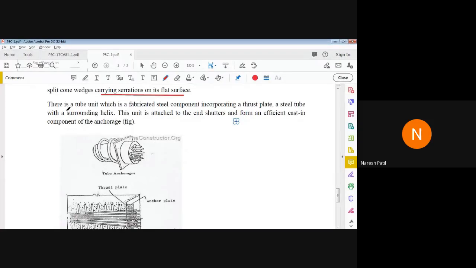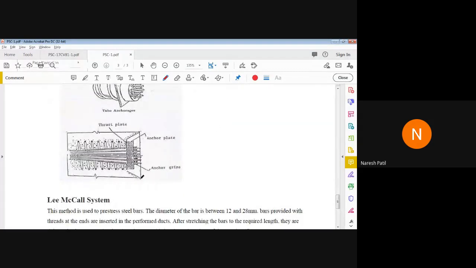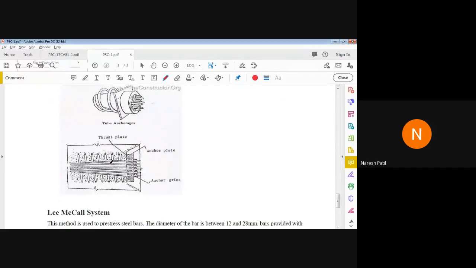Then there is a tube unit, which is a fabricated steel component incorporating a truss plate, a steel tube, with a surrounding helix. This unit is attached to the end shutters for the efficient casting of the anchorage component. Again here, this is the elaborate tube system. You can see here the number of cables have passed. And these are called helix, and this is the anchorage plate or bearing plate, and this is the anchorage grip.